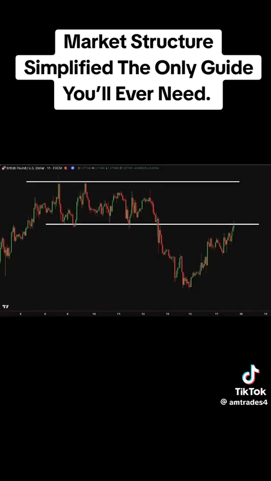Now let's flip the setup and look at a breakout below support. Same idea, the market is trapped in a range, bouncing between two levels, then price breaks below support with strong momentum. Don't rush in. Instead, you wait for the pullback, and here it comes. Price climbs back up and retests the broken support.